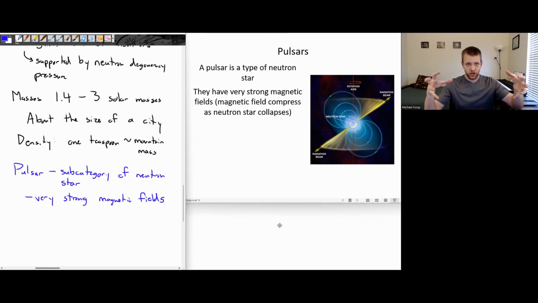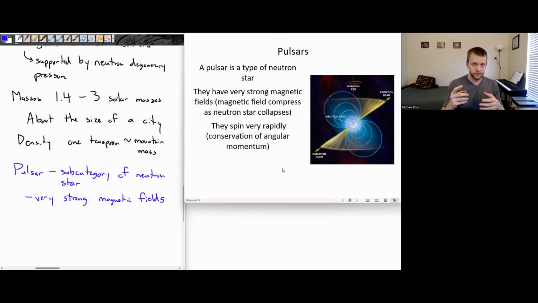When you take that star and have it collapse under gravity, like the core does during the supernova event, the core collapses, the outer layers get blown off. When that core collapses, all of those magnetic fields, all those magnetic field lines collapse along with it and kind of magnify. Those magnetic fields get far, far stronger.